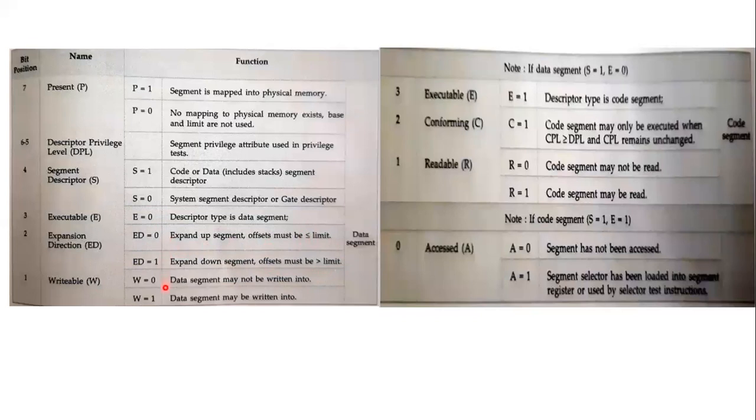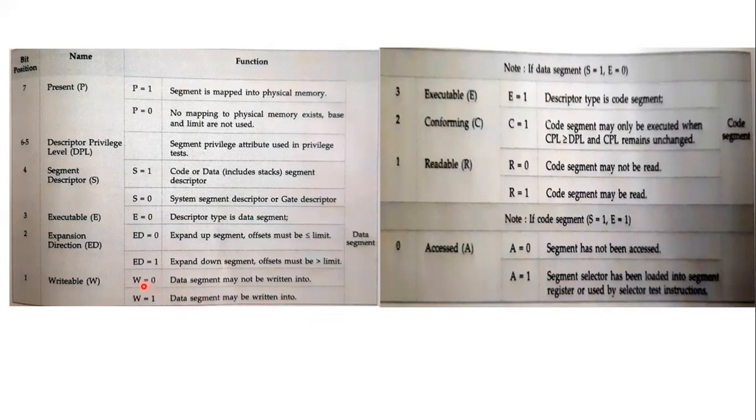Then the same is the case with the writable, that is the W bit. When your W bit is 0, the data segment may not be written into. So wherever you have to write the data, it is given into the data segment. And when your W bit is 1, the data segment may be written into.